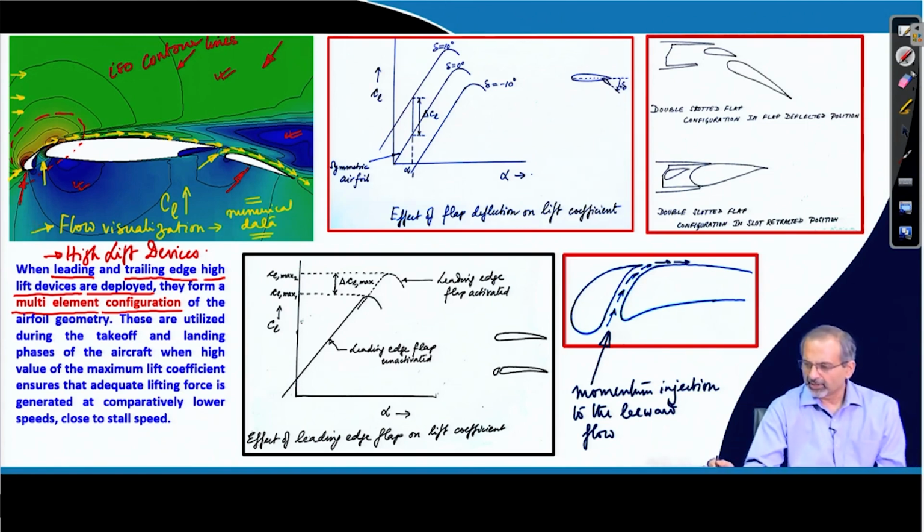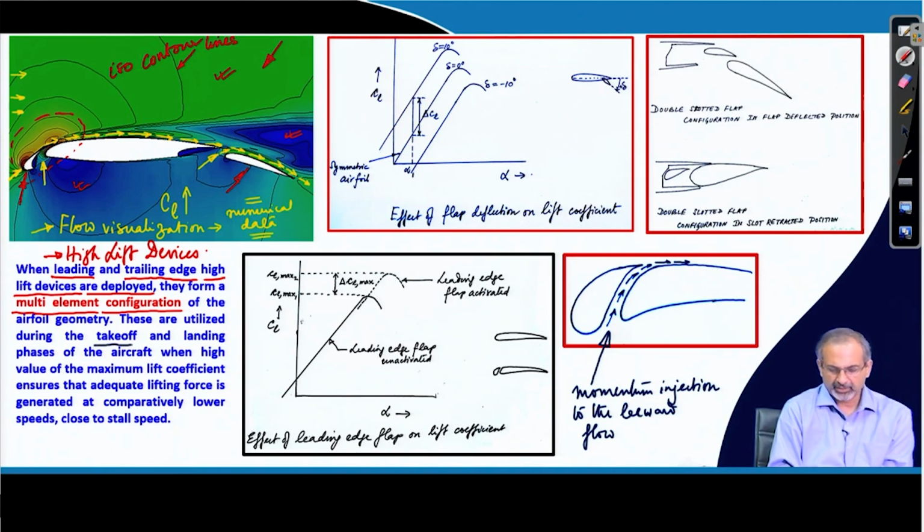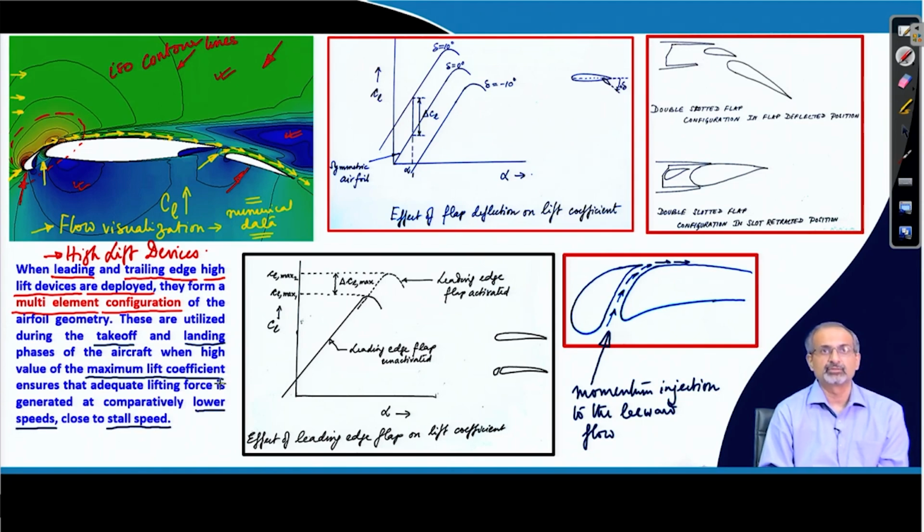So, we recall about the application that during takeoff and landing phases of the aircraft, in order to increase the maximum lift coefficient, these high lift devices are deployed, and that ensures that the aircraft is still afloat at lower speeds close to the stall speed. So, this is typically the requirement during takeoff and landing.